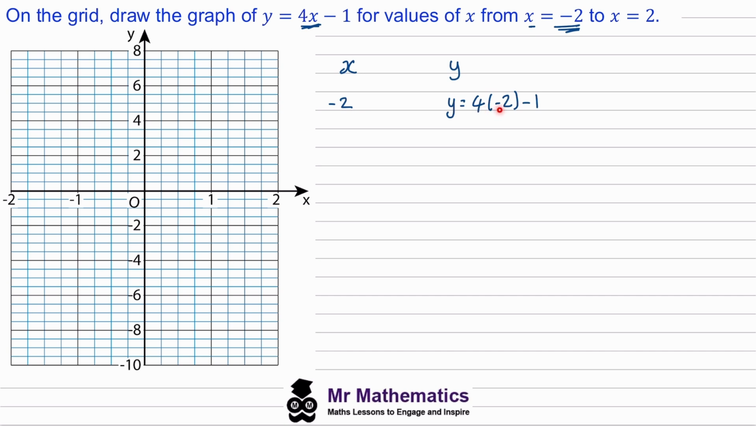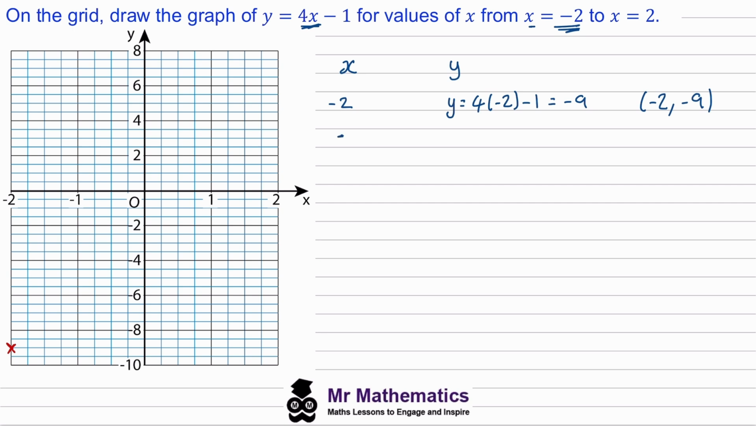And 4 times -2 is -8. Take away the 1, and we get -9. And this gives us a pair of coordinates where x is -2 and y is -9. So we can plot these on our grid. -2 and -9, so it will go here.